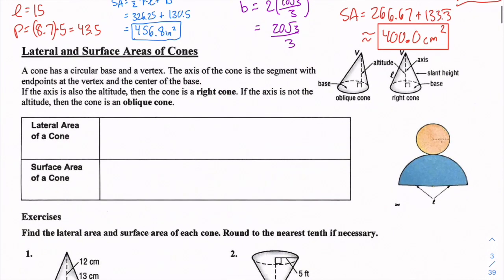All right, last one here. Not a new formula, but a new shape, right? It is a cone. Okay, so cone: circular base, and a vertex. The axis of the cone is a segment with the endpoints at the vertex and the center at the base. Okay, so the axis, boom, right here, is also your altitude.